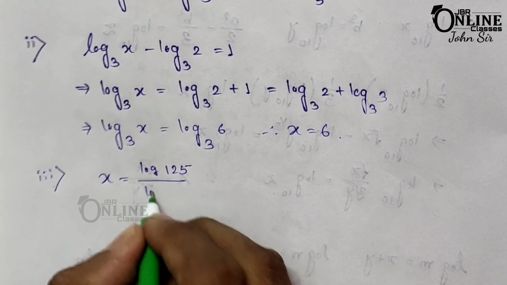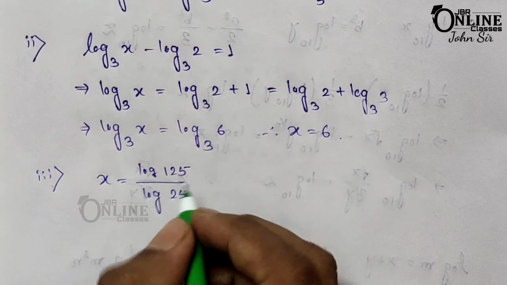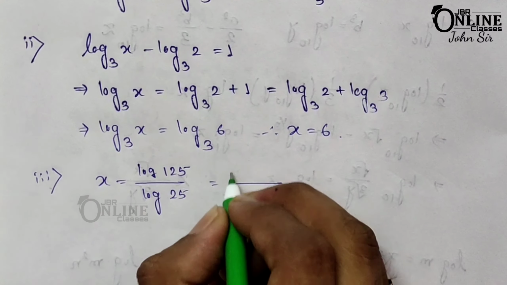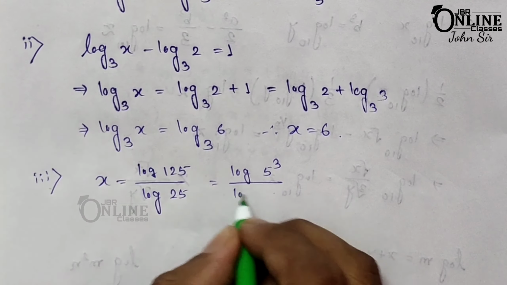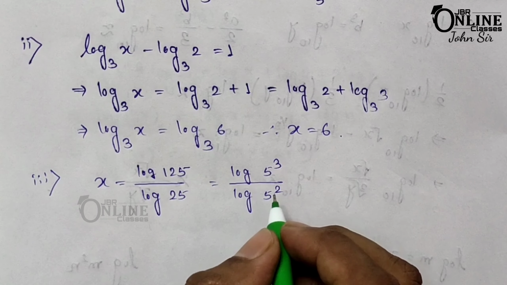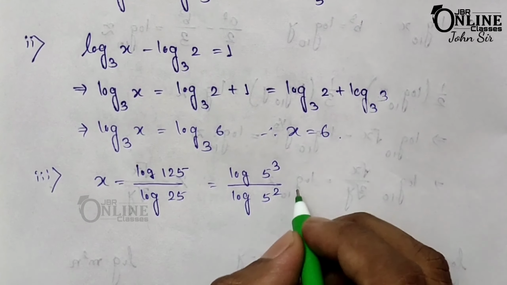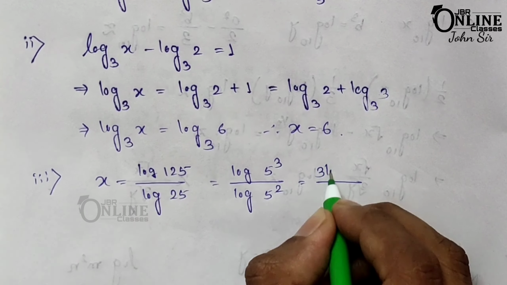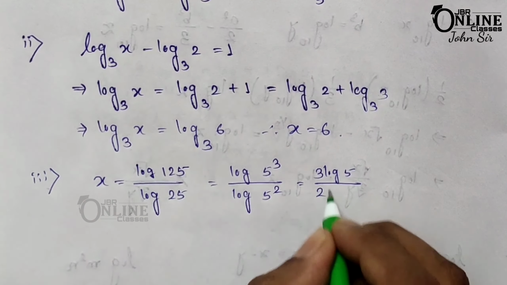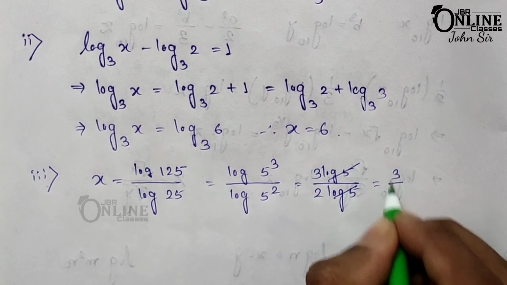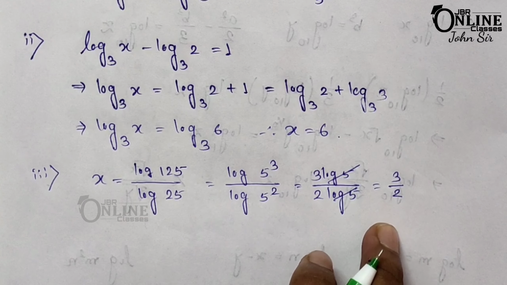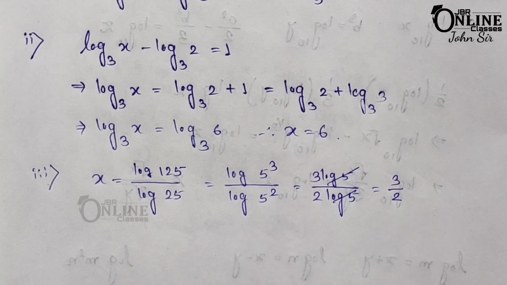125 by log 25. Now 125 means log 5 to the power cube, and log 25 means 5 to the power 2, that means 5 square. So it will be 3 log 5 and here 2 log 5. So log 5 will be cancelled out, and the final answer 3 by 2.